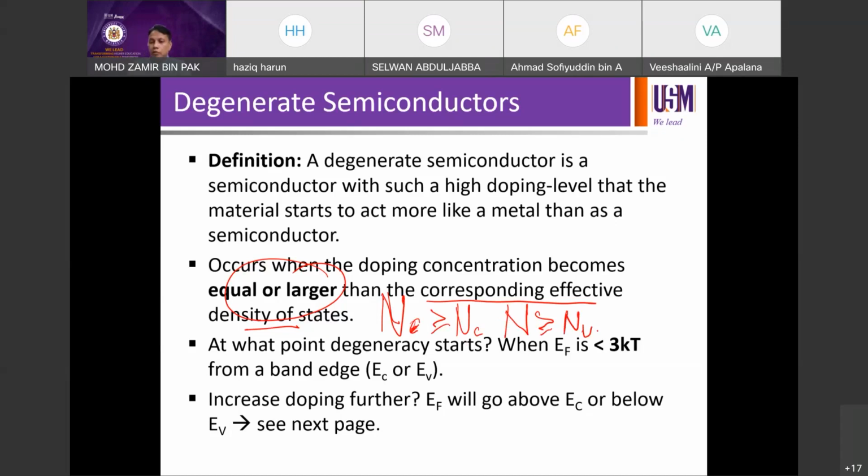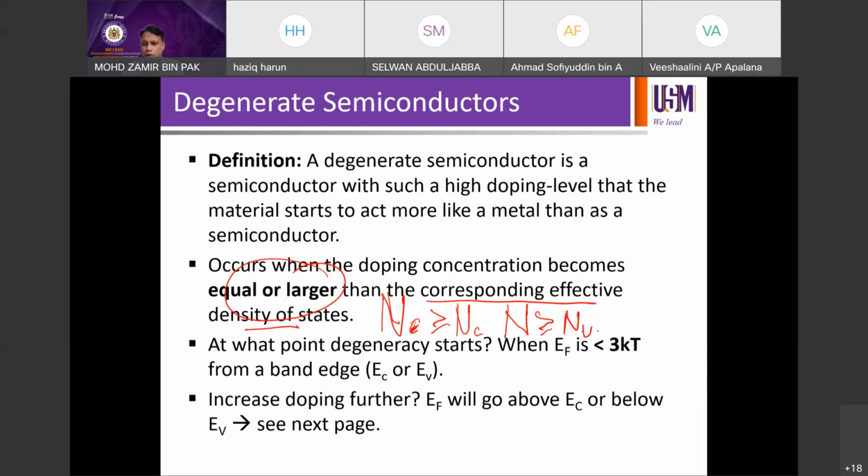In terms of energy level, typically you have your EF less than 3 kT away from either band edge. If you're talking about N-type, the distance between EF and your EC has to be less than 3 kT to have a degenerate semiconductor. On the other hand, if you have P-type, then the distance between EF and EV has to be less than 3 kT as well. That shows the point when you start having a degenerate semiconductor.